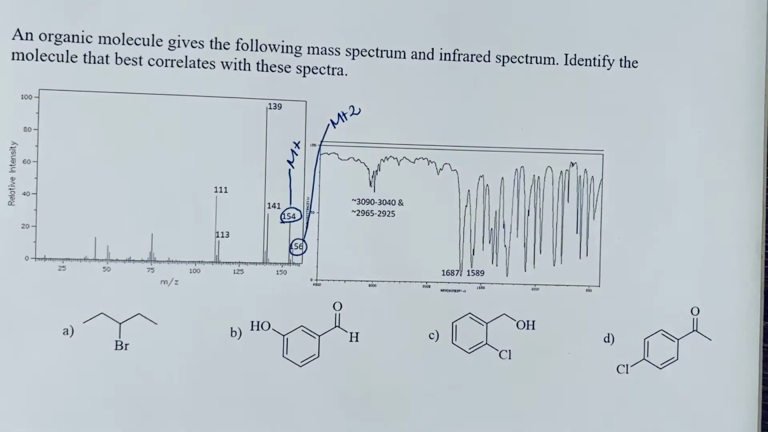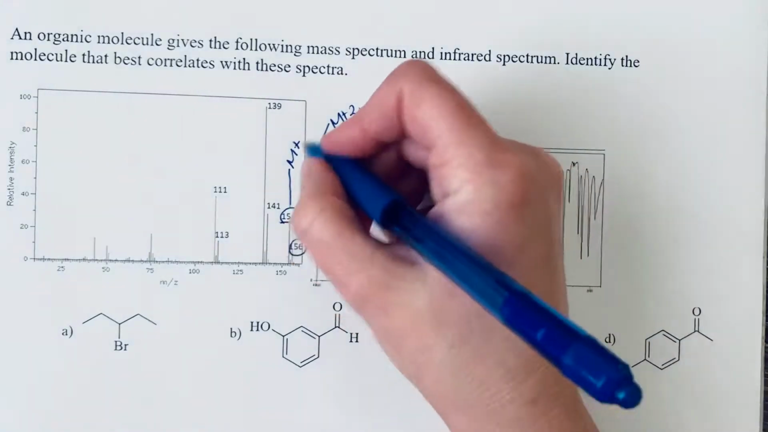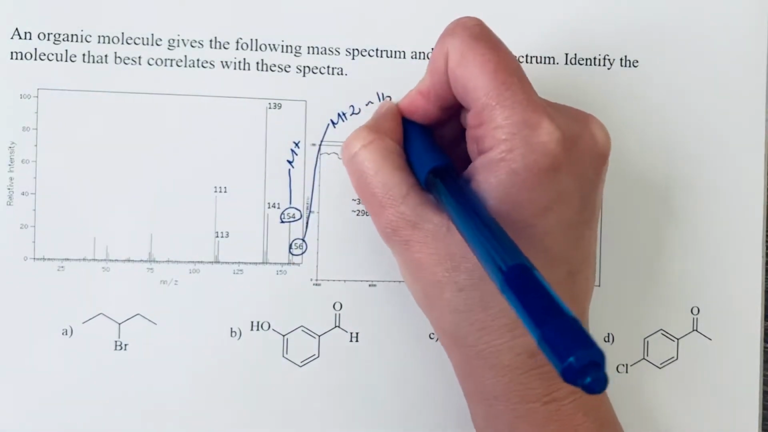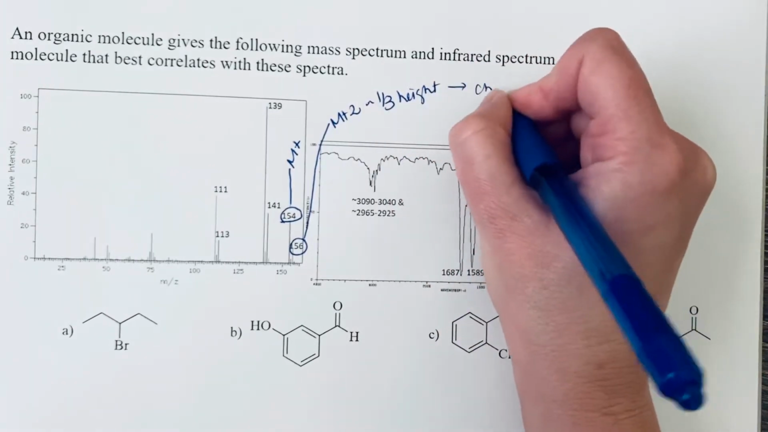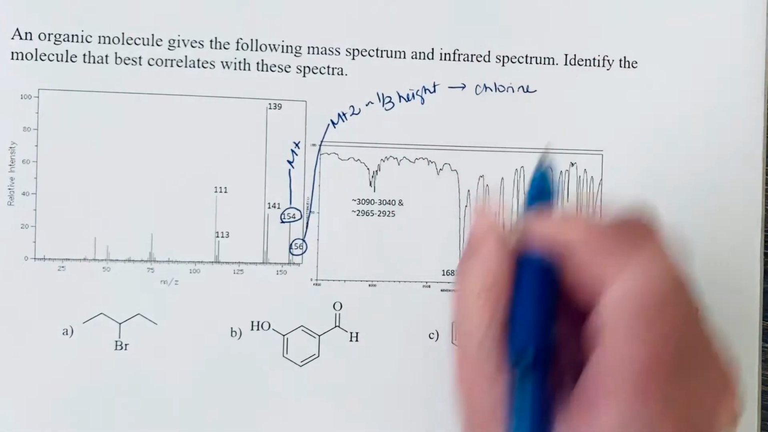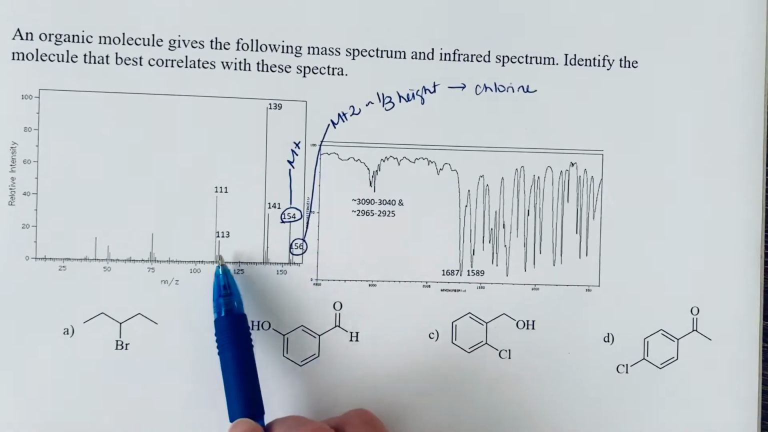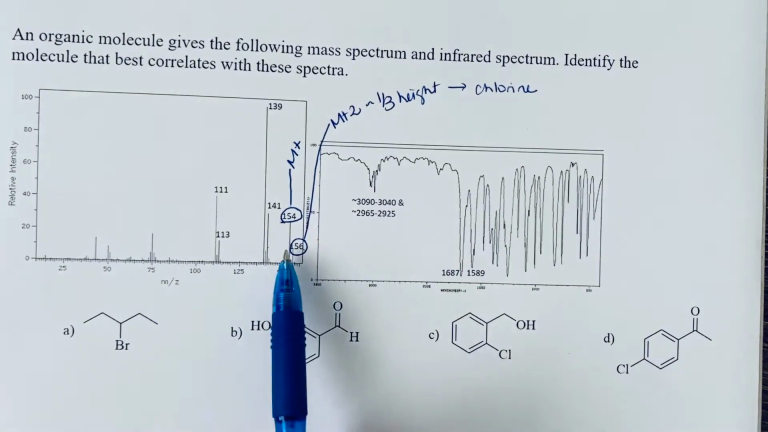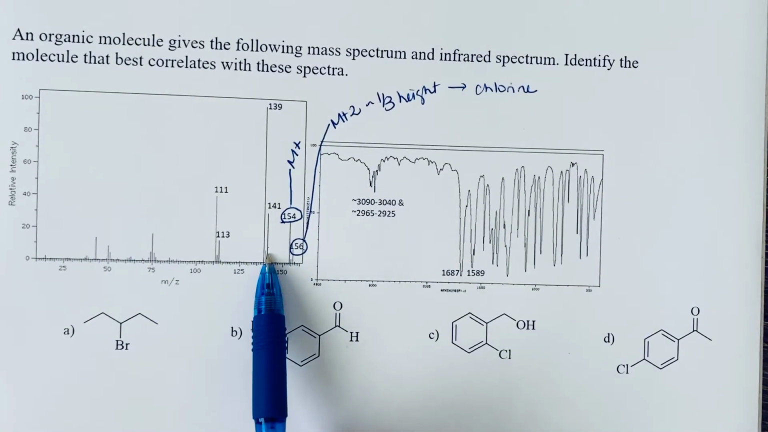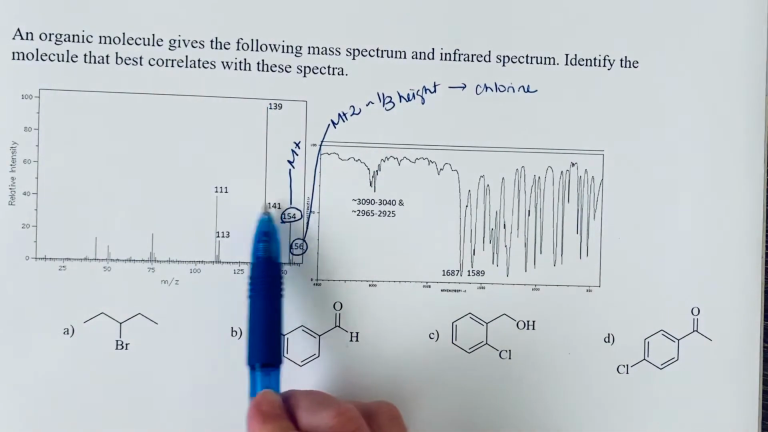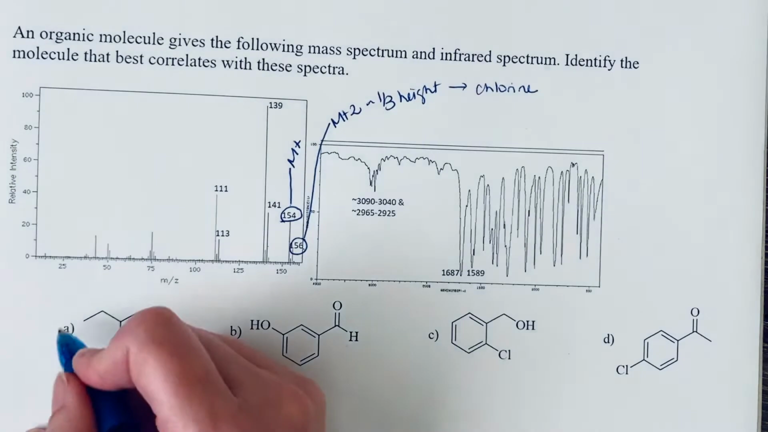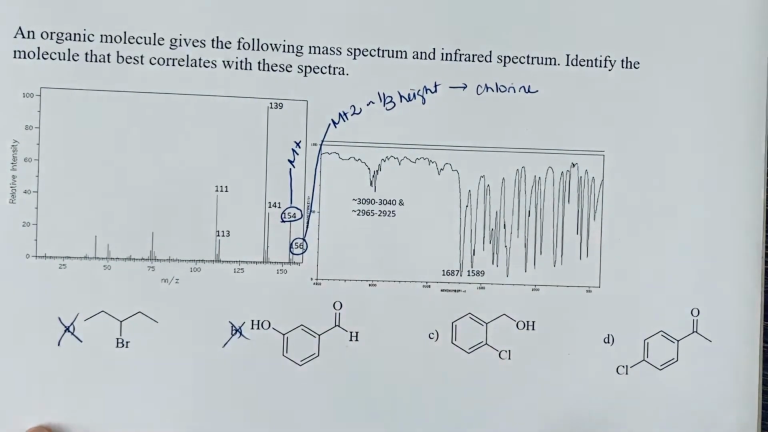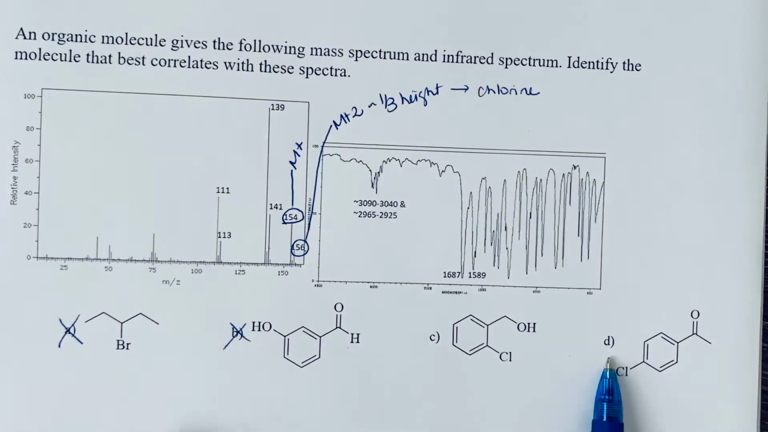So this pattern, an M+ peak and a prominent peak 2 mass units heavier, is indicative of a molecule that contains a halogen. And the fact that this is approximately 1/3 the height tells me that we have a chlorine present. And so what we're seeing through the mass spectrum is that every fragment that still contains the chlorine has that same pattern. So that tells me that this molecule contains chlorine. So we're looking at either C or D.